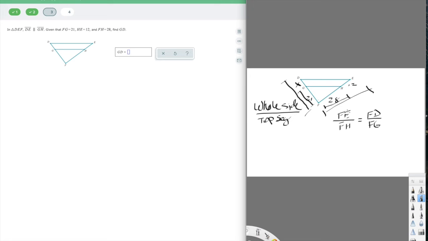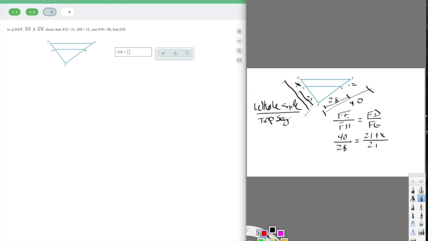So FE, well, we know that it's 28 and 12 for the whole thing, so we're just going to combine them. We get 40 for the length there, because I just did 28 plus 12. FH was given to us, that's 28. FD was not fully given to us, but we know that we have 21 and we have X. So again, we can just add those together. 21 plus X is FD, that's the whole length. And then FG is the 21. So now I can do this proportion.